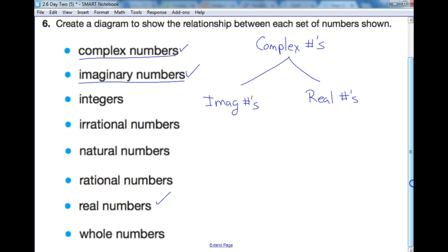What are my main two categories underneath real numbers? You guys are even more dead today than normal.